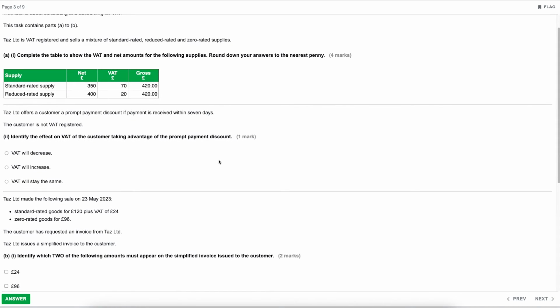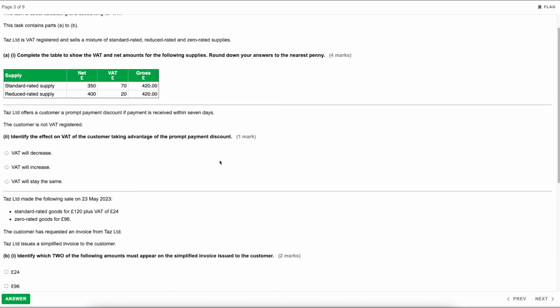Moving on then, TAS Limited offers a customer a prompt payment discount if payment is received within 7 days. The customer is not VAT registered. Part 2, identify the effect on VAT of the customer taking advantage of the prompt payment discount.